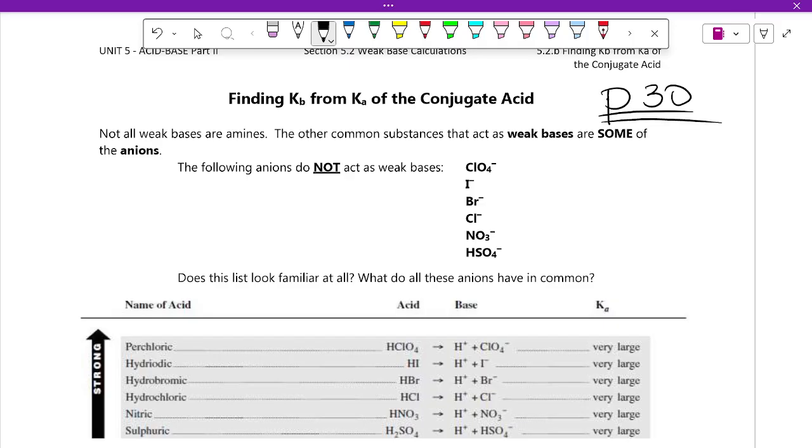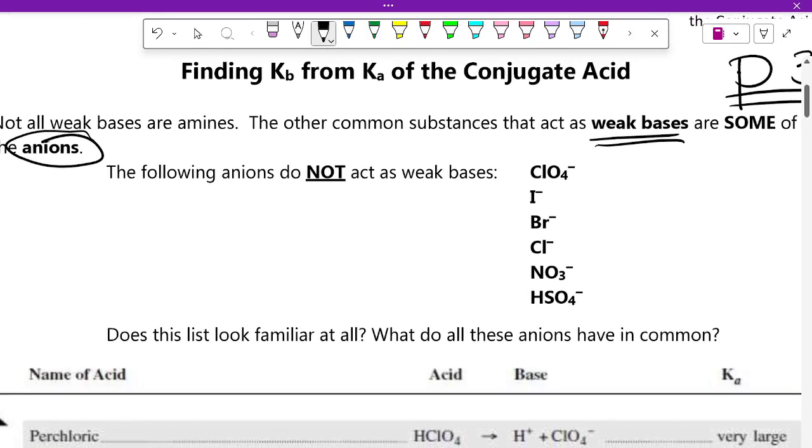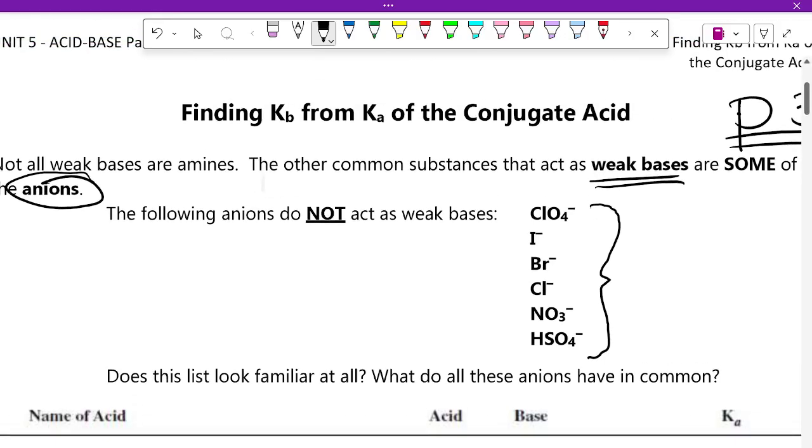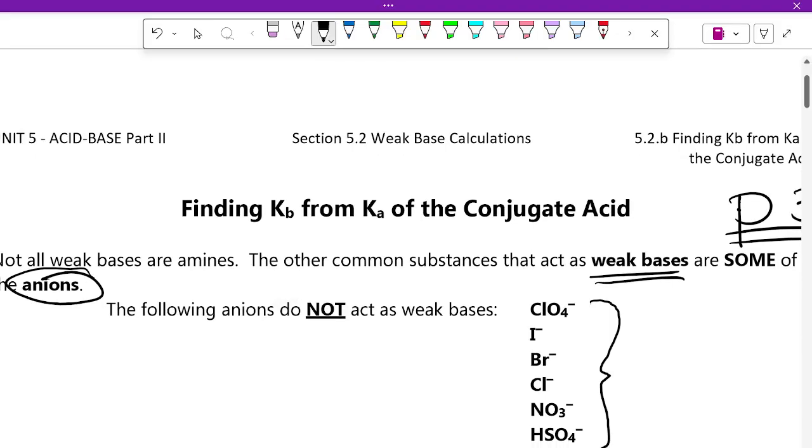Not all weak bases are amines. Other common substances that act as weak bases are some of the anions. However, there are some anions that do not act as weak bases. These are the ones that do not act as weak bases. What do you know about all of these? What's special about these guys? What do they all have in common? They have a negative charge, but so do all anions. But these anions in particular do not act as bases.